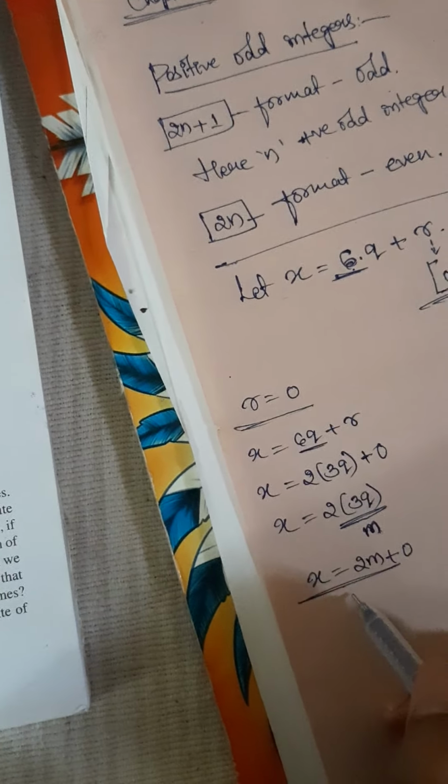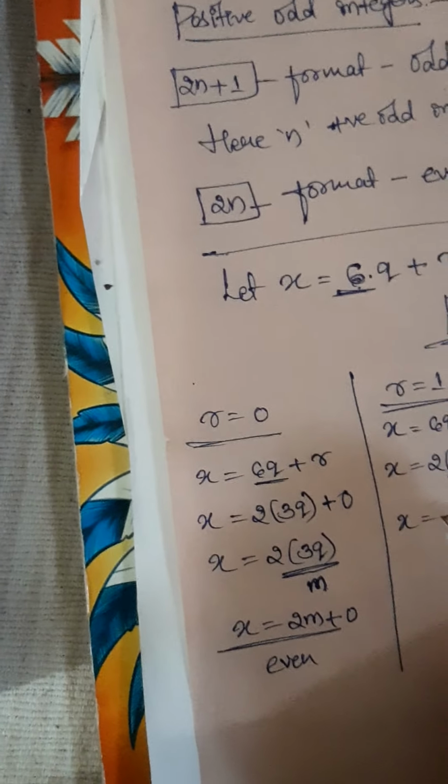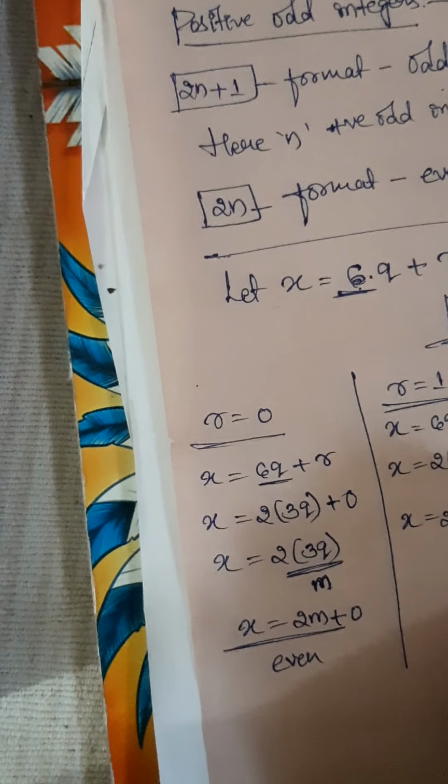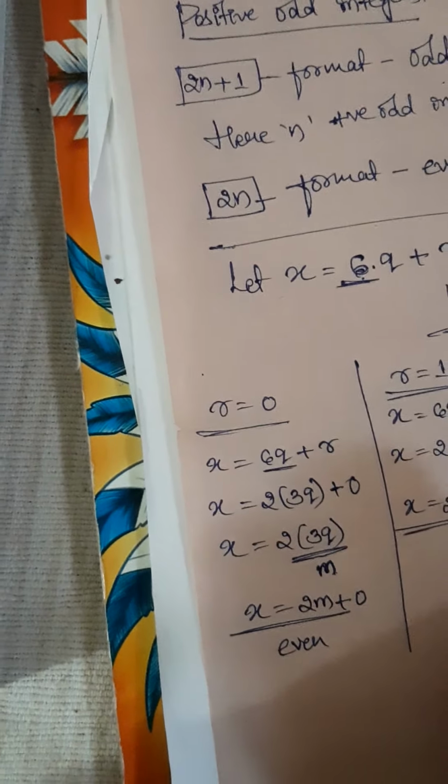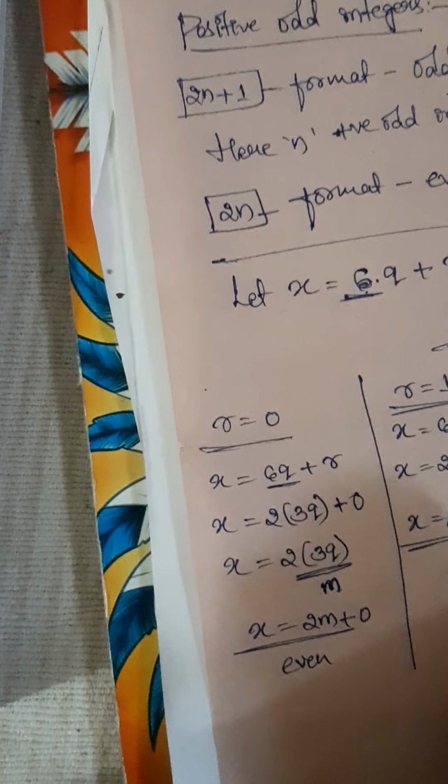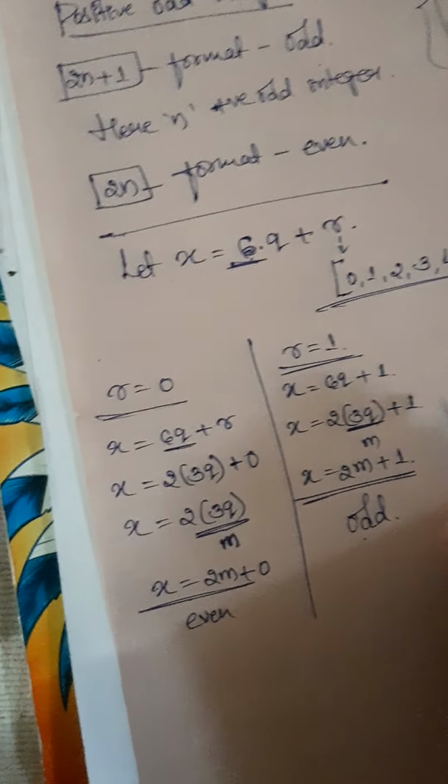Now the second case, we take r is equal to 1. x is equal to 6q plus 1. Again take 2 common, so x is equal to 2 into 3q, plus 1. Again this 3q is in the form of m. So x is equal to 2m plus 1. It is in the format of 2n plus 1, so it will obviously be an odd one.